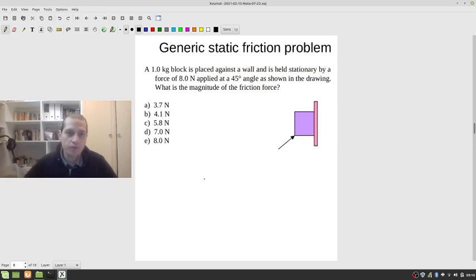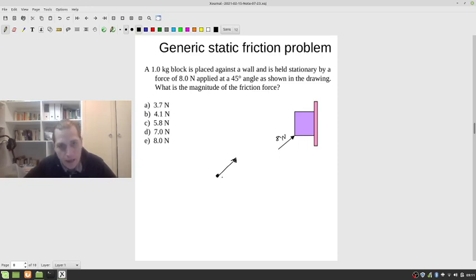In this problem, you have a 1 kilogram block that's placed against a wall and held stationary by a force of 8 newtons that's applied at an angle of 45 degrees, as shown in the drawing. It asks, what is the magnitude of the friction force? So this is 8 newtons. Let's try to figure out how to draw the free body diagram for this. What forces are acting on the block? Well, the one that we're given is this 8 newtons.